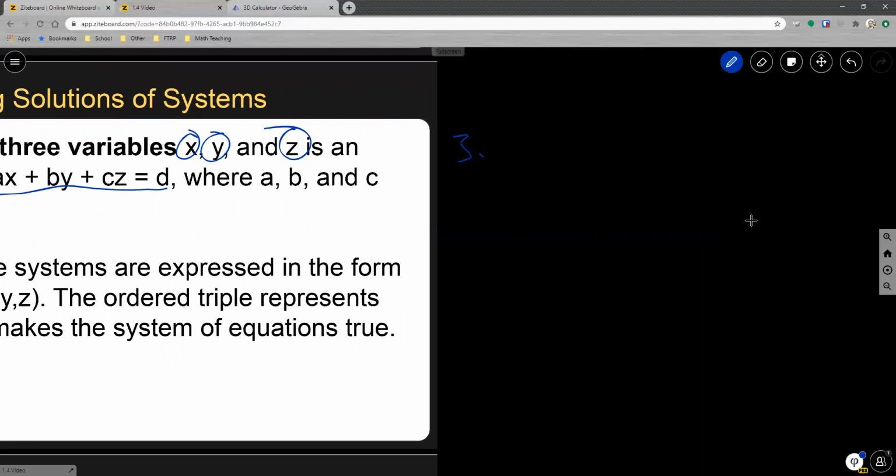So you could have something like this, 3x plus 5y minus 7z equals 10. That's a perfectly valid equation. You've got your a value, your b value, and your c value, as well as your d value. Or maybe b and c are both equal to 0, and you could also have an equation like this, 3x equals 9, where only the a value is there, and the other 2 values are 0. This could still be part of a system with 3 variables, but technically only one of the variables is showing.